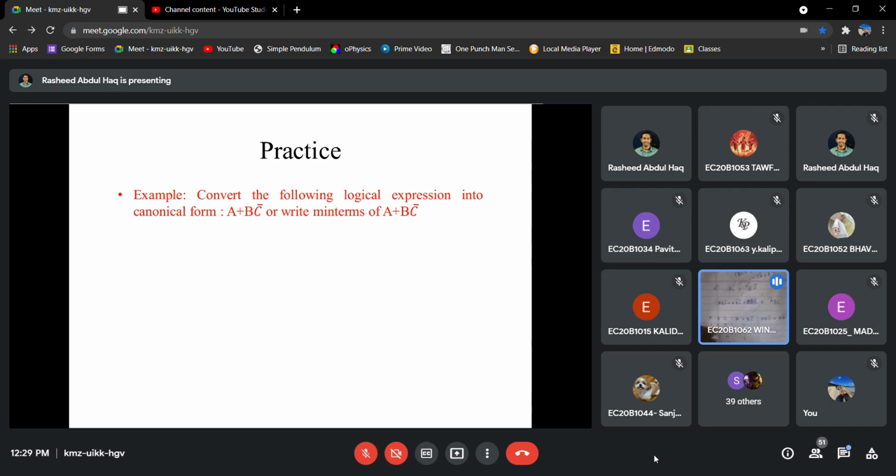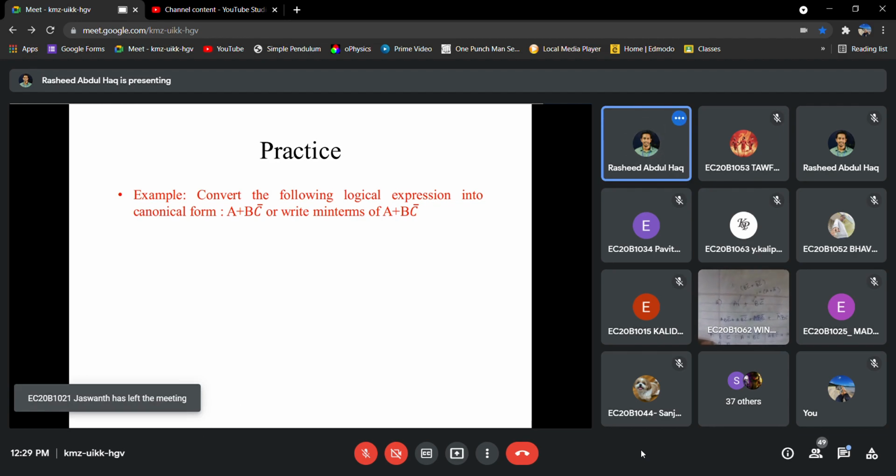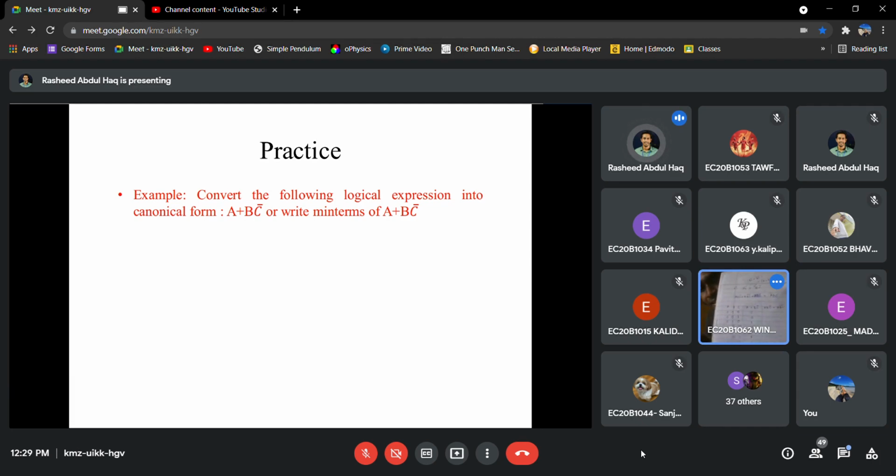Sir, AB whole bar, we will do De Morgan now, sir. AB whole bar will be equal to A bar plus B bar now, sir. Yes, you can write that. One second, let me do this. That will be better. This is not the answer, sir. No, you confirm it with the truth table. Then you can clarify that. Okay, sir.